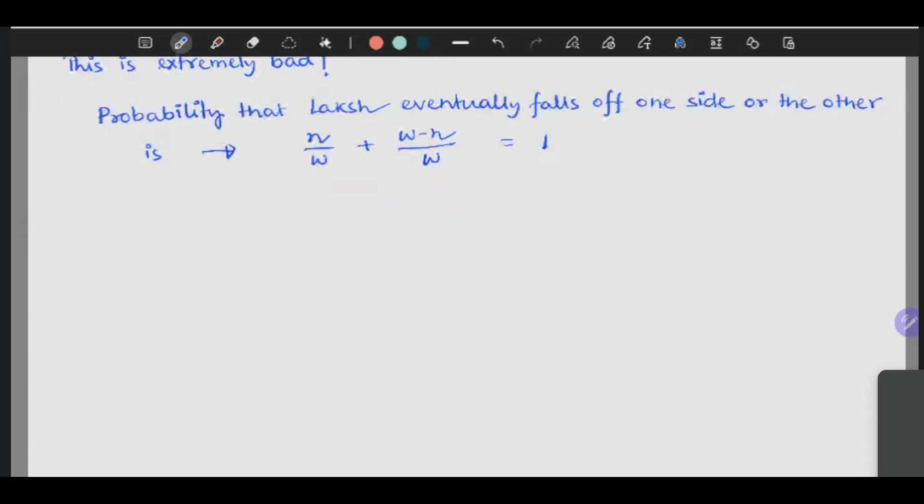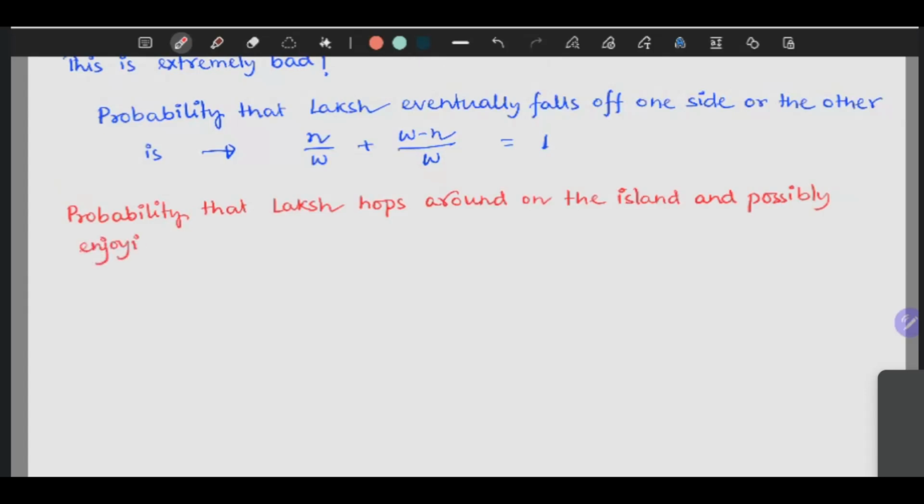Okay, so then what we are getting here is that the probability that Lux hops around on the island and possibly enjoys the sunsets is 0. So this is very grim.